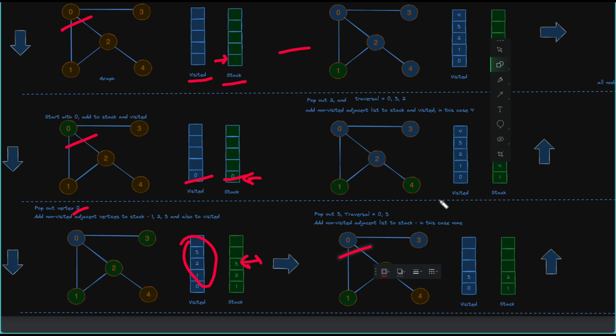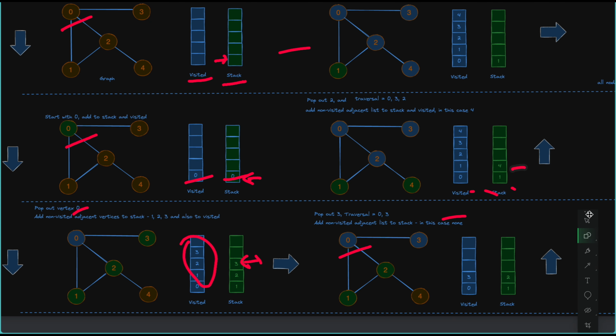Then we pop out 2 from the stack, and mark it as processed. Now we see whether there is any adjacent node for 2 which is not yet visited. The answer is 4, so we will add it to the stack here. Let me move this here, I think this is blocking the way.